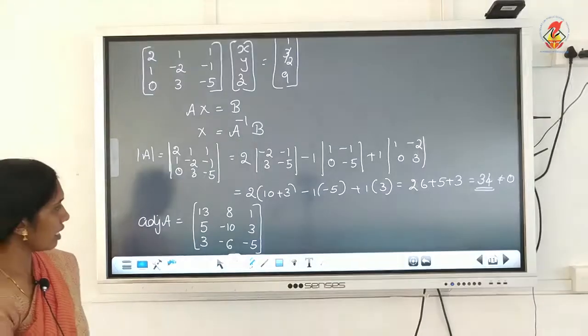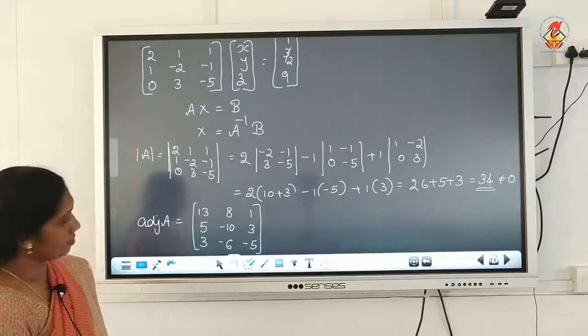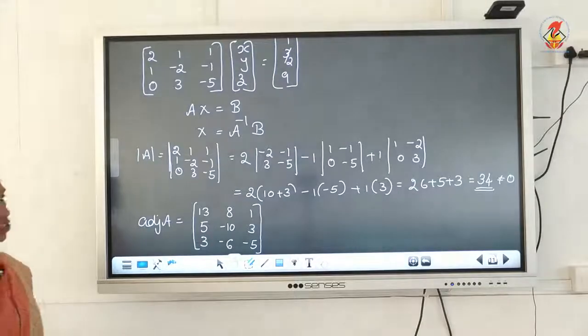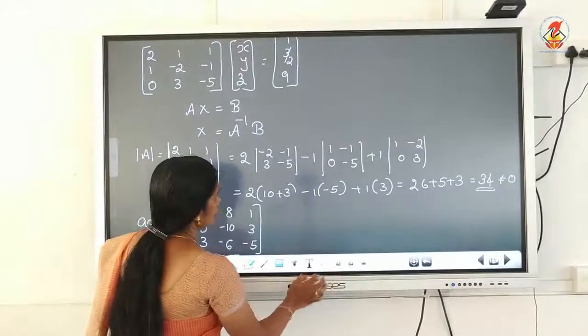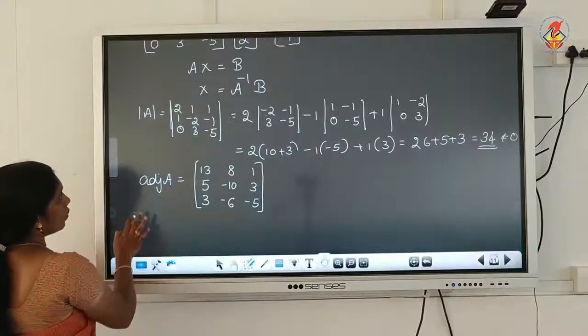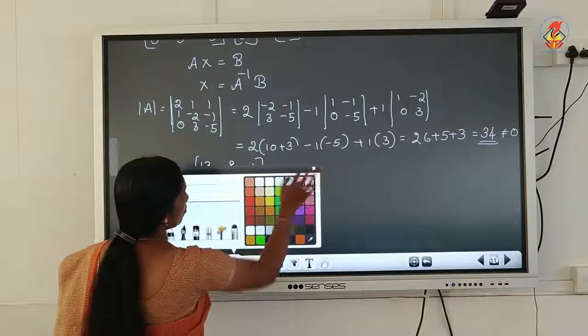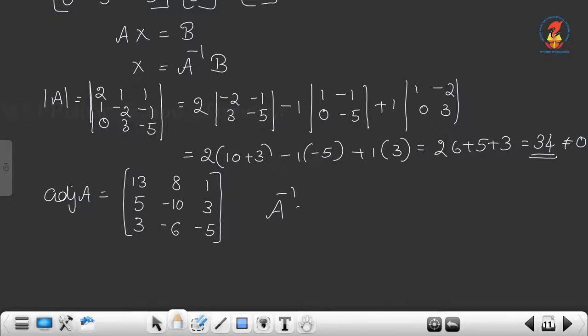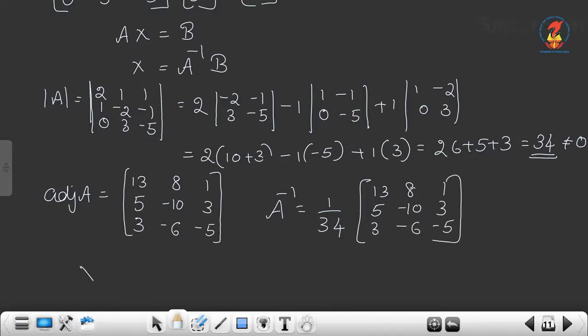So check once again. So this is adjoint of A. Now A inverse into B we have to do. So A inverse means 1 by 34 of adjoint of A. Adjoint of A is 13, 8, 1, 5 minus 10, 3, 3 minus 6 minus 5. That is A inverse. So what is X?